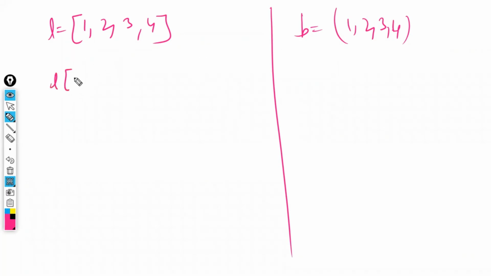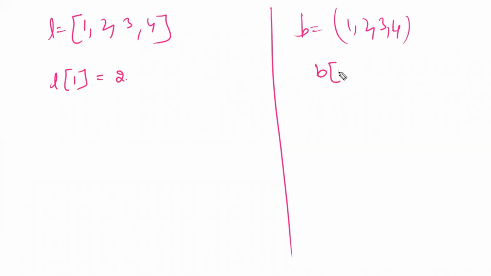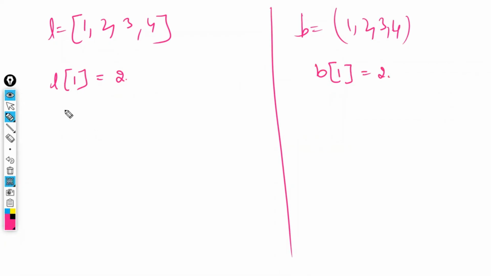Now in L1, I'm going to get output as 2. In B1, I'm going to get the output as 2, because both are extracting the values. Now, this is the output. It is going to print the value 2. I'm not assigning. Don't write is equal to; if you write is equal to, it means assigning. So it is print. It is printing 2. Here also it is printing 2.